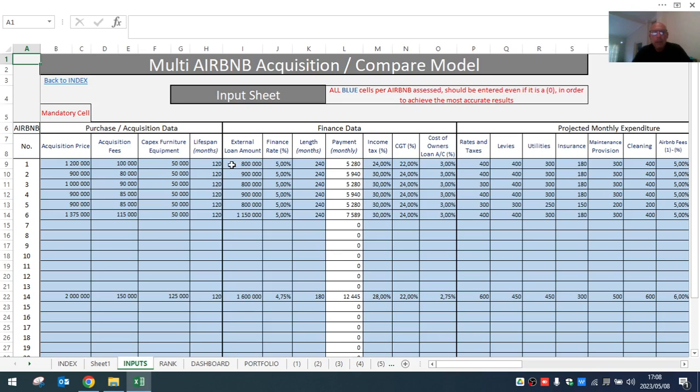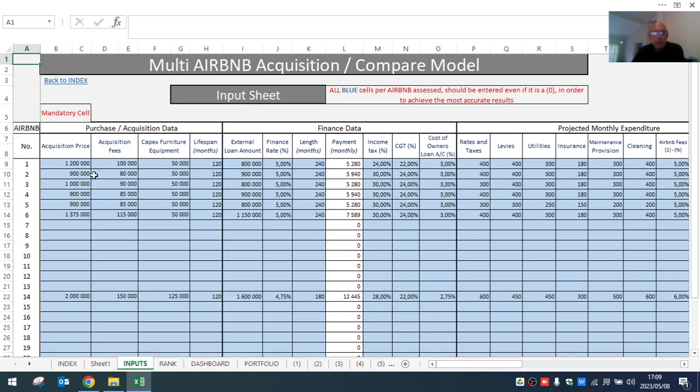the rate, the length of term, etc., and then your income tax rate and capital gains tax rate. This is a projection in case you exit the investment, and it is also necessary for us to calculate internal rate of return after capital gains tax provisions have taken place. And the cost of the owner's loan account, as we know, no funds are free.